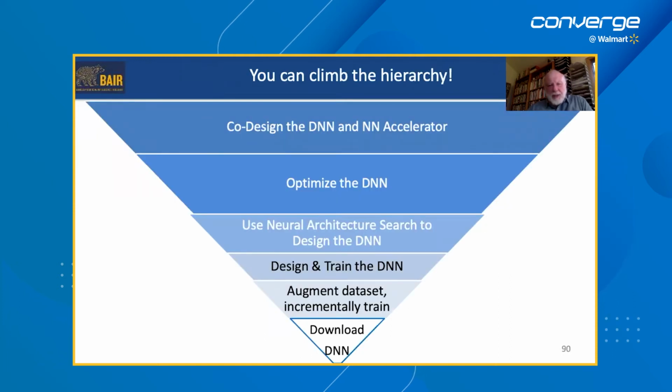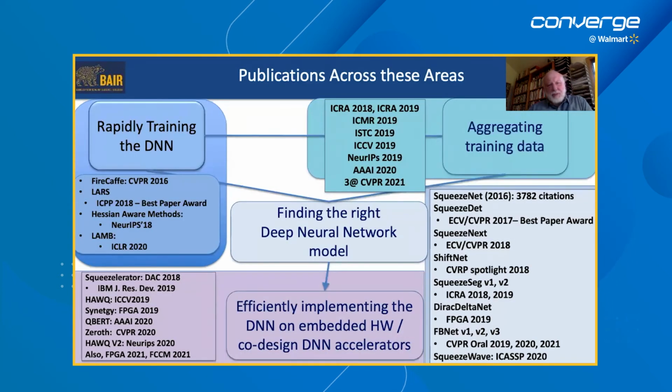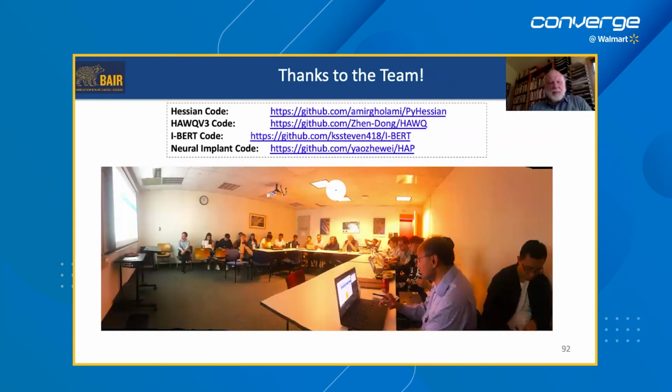Nevertheless, I am here to tell you that you can climb the hierarchy from downloading deep neural nets, through then learning to augment the data set and incrementally train, through designing your own deep neural net and training it, to using neural architecture search to design that deep neural net, to then optimizing the deep neural net for more efficient implementation, and even getting down into the details of the hardware and matching the neural net accelerator to the co-design of the deep neural net. And we've published broadly over these areas in just the last few years. And I do, before I finish here, want to thank the team, everything I've reported here.